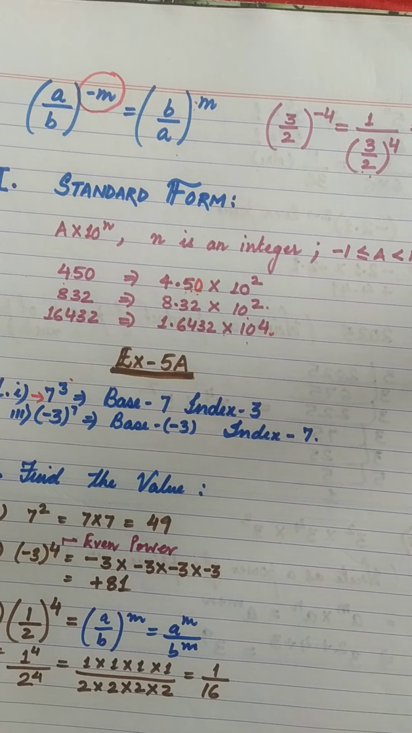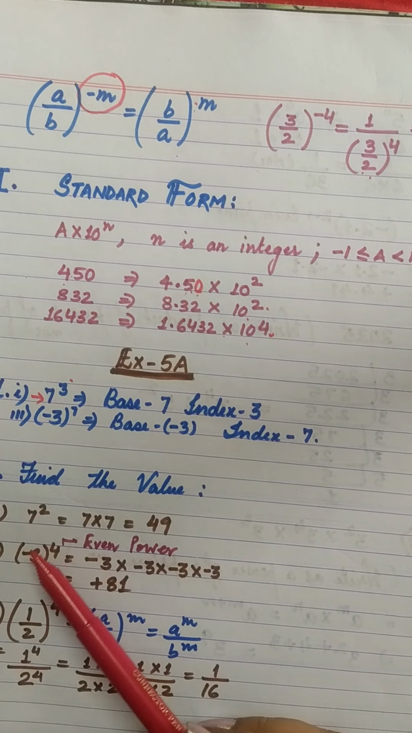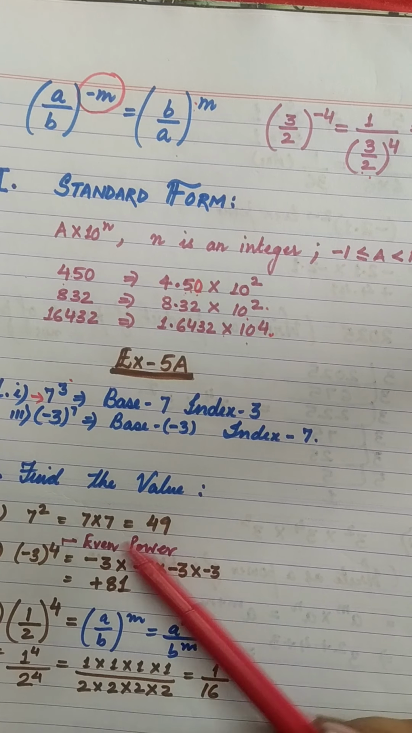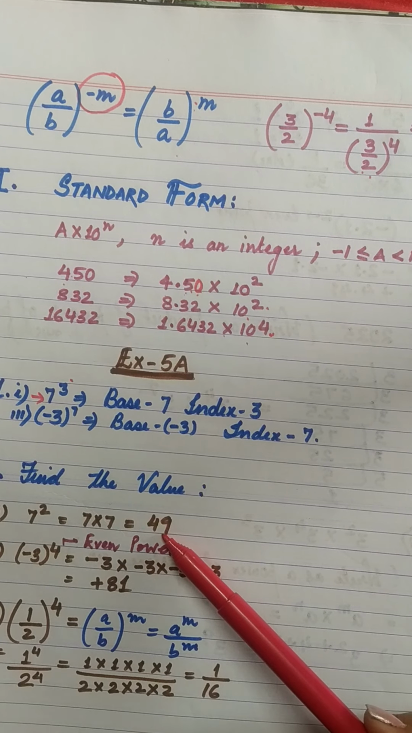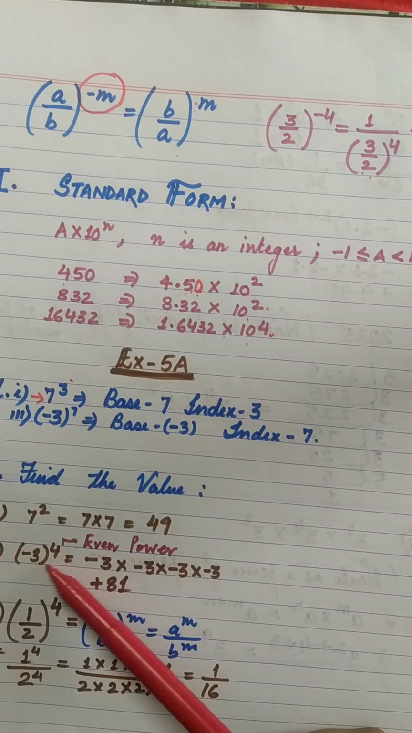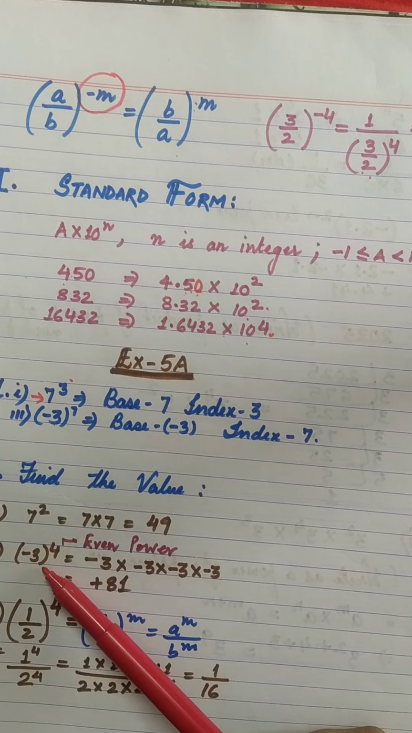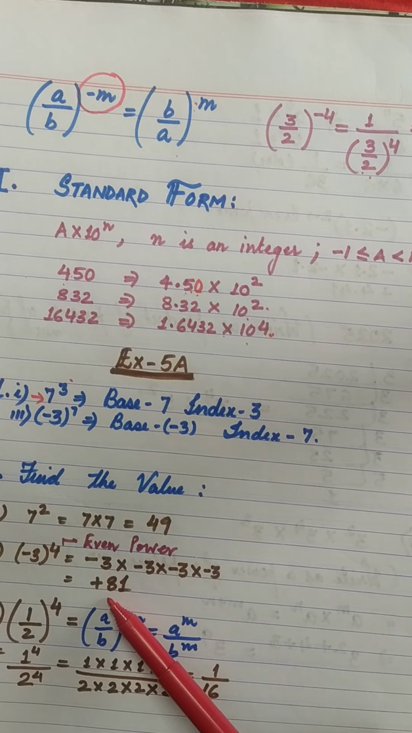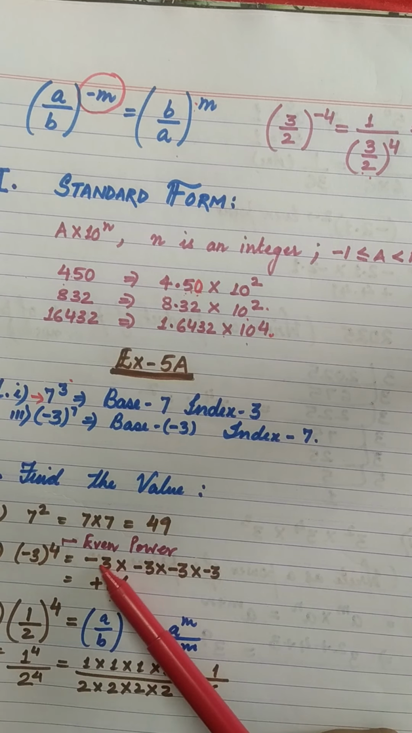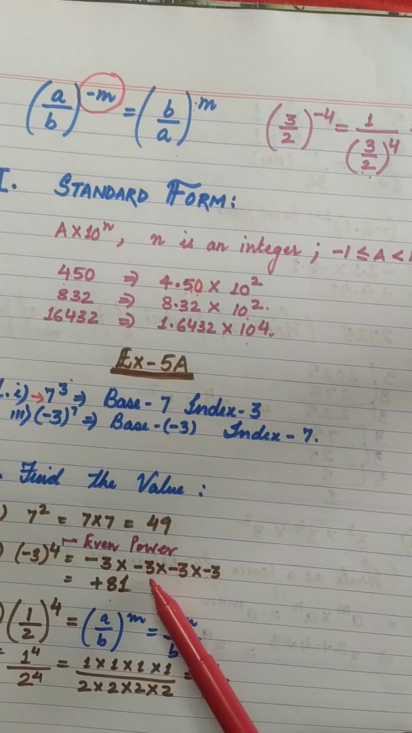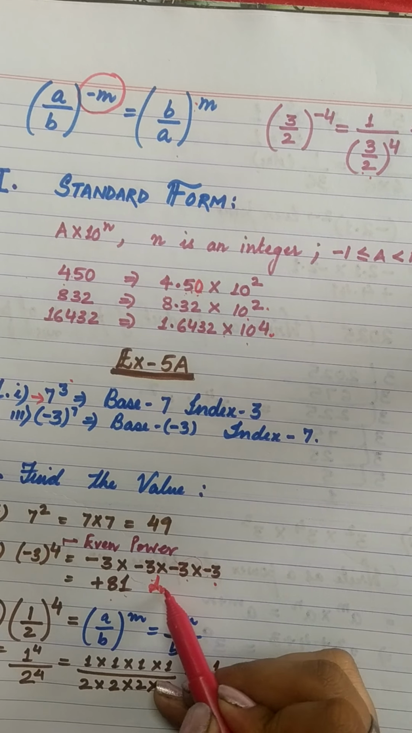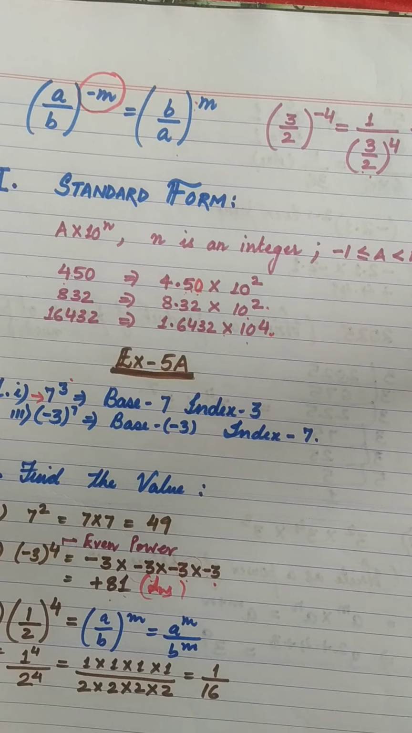Question number 2 says to find the value of the following. 7 to the power 2. 7 to the power 2 means, children, 7 is multiplied twice. So 7 into 7, that will give you 49. In the fourth bit, minus 3 to the power 4. Children, you can see the power is even. So I said if a negative number has an even power, the resultant will be a positive number. So minus 3 to the power 4 means minus 3 is multiplied 4 times. Minus 3 into minus 3 into minus 3 into minus 3. So we got the resultant as plus 81 because it had an even power.